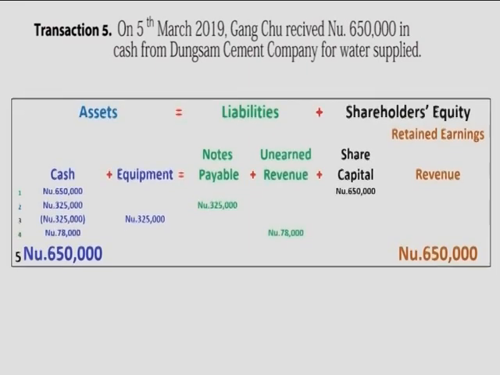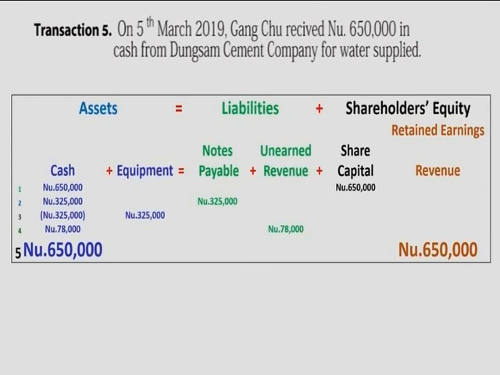The 5th transaction is on March 5th, Gangchu received 650,000 in cash from Dungsam Cement Company for water supplied. That means previously Gangchu must have supplied water worth 650,000. Now on 5th March, they have received 650,000 from Dungsam Cement. So it has an effect on the accounting equation. See how this is recorded in the accounting equation.